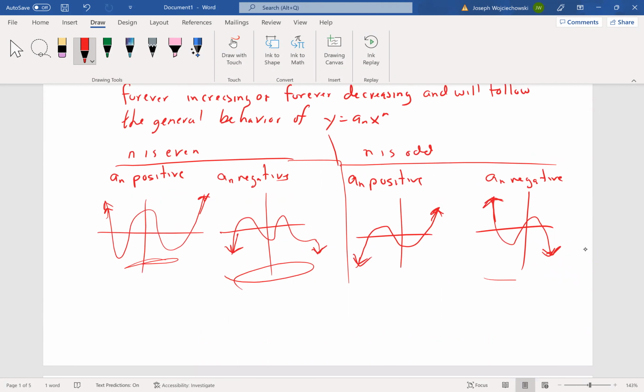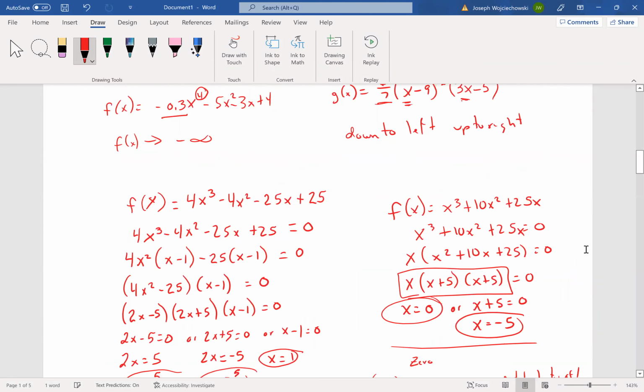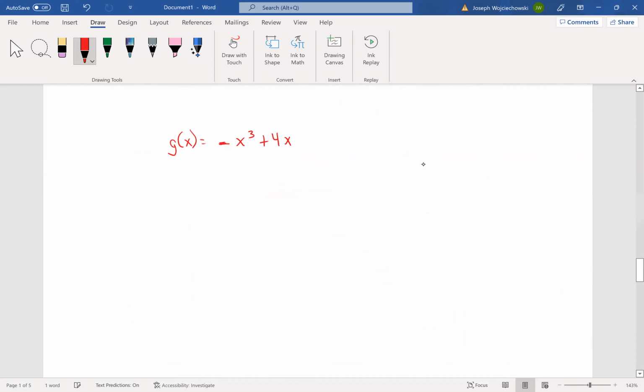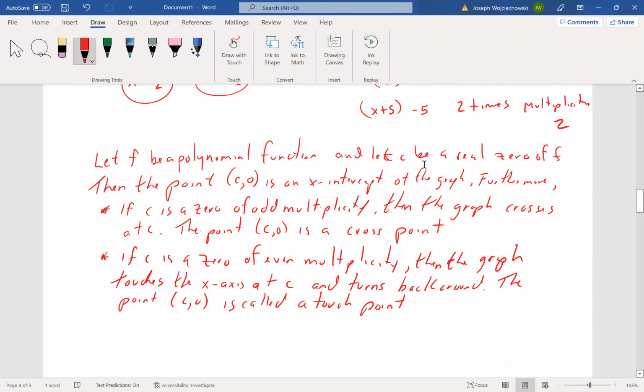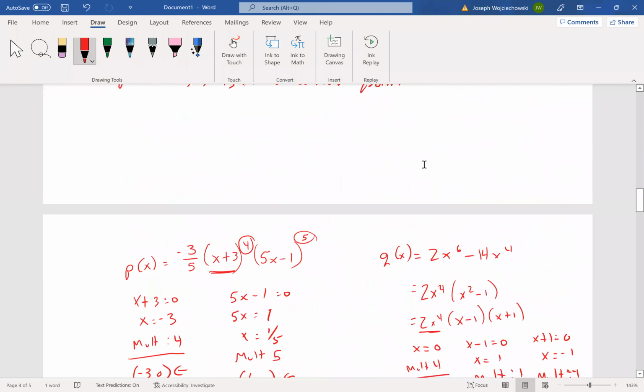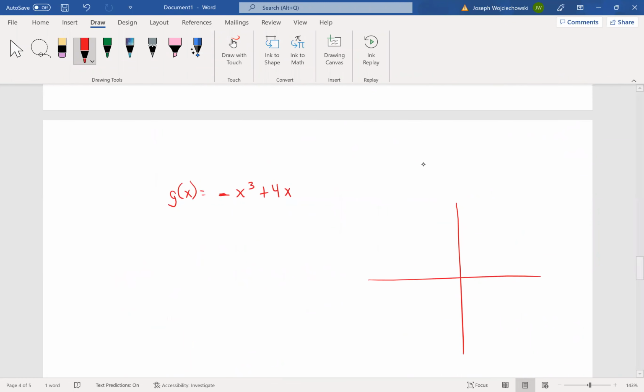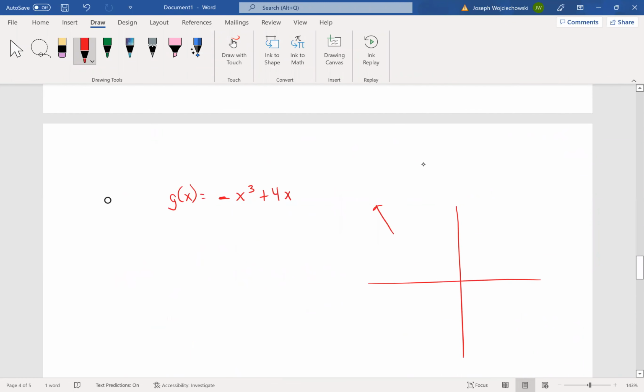So I'm looking at this. So let's see. Let's go over here to the side. And my memory is shot. Okay. To the left going up, to the right going down. So we're talking like this and like this. Determine the y-intercept by evaluating f of 0, or g of 0 in this case, 0 plus 0. So we have 0, 0.